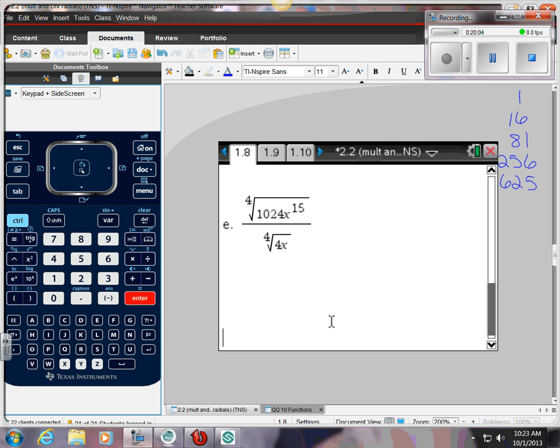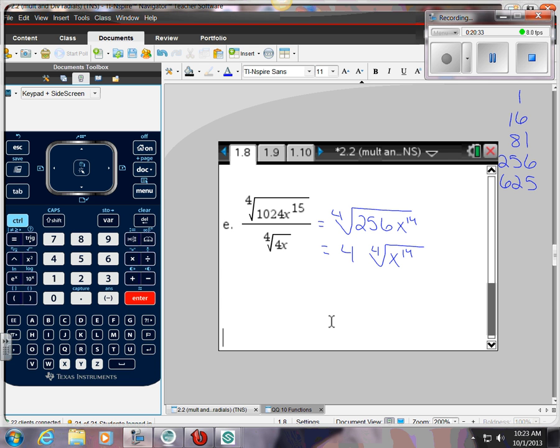Okay. Now, we're going to start with the division piece. So, what's 1,024 divided by 4? 256. Oh, that makes it easy, doesn't it? What's x to the 15th divided by x? Good. So I know right now that the fourth root of 256 is what? 4. So I can automatically take that out. No, I only need to deal with that piece.